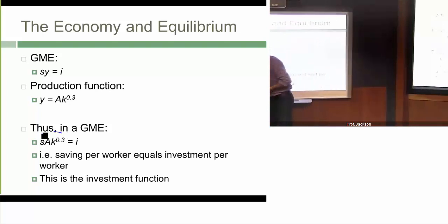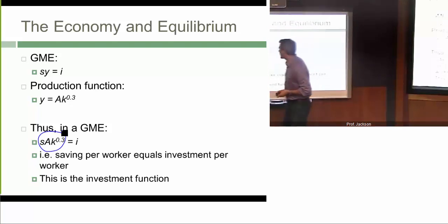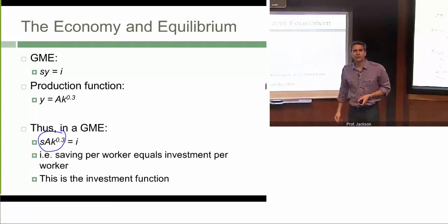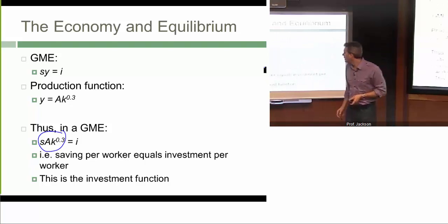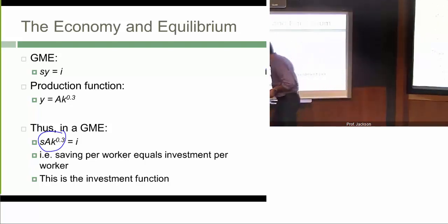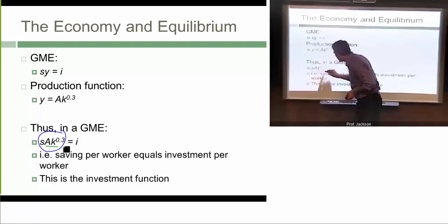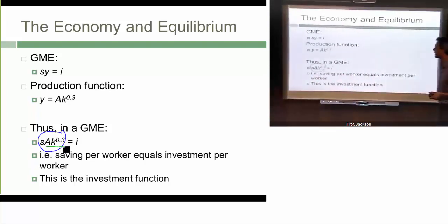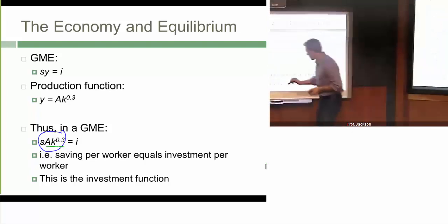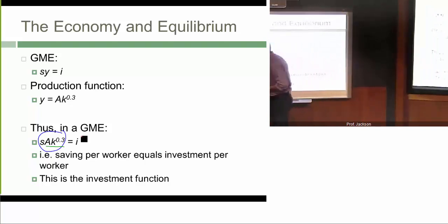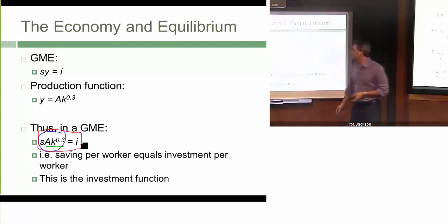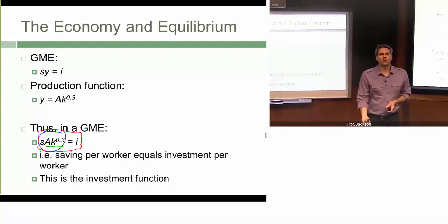Here, that's total savings per worker, which is equal to the savings rate times little y, and little y is that expression there, okay? So this whole thing is what we're going to refer to as our investment function. This tells us how much we invest in new capital equipment.